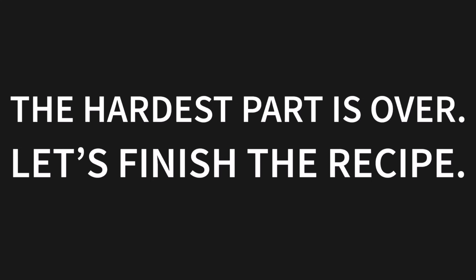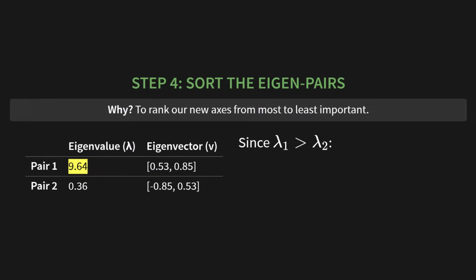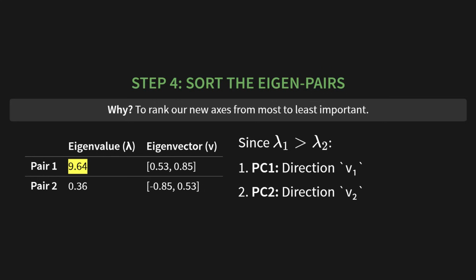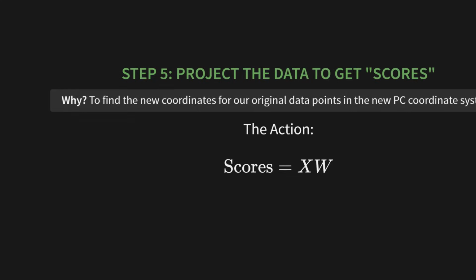The hardest part is over. Let's finish the recipe. Step 4, sort the eigenpairs. This is easy. The goal is to rank our new axes from most to least important. We just look at the eigenvalues. Since lambda 1, 9.64, is much bigger than lambda 2, 0.36, our ranking is simple. PC1 is the direction V1, PC2 is the direction V2. Done.